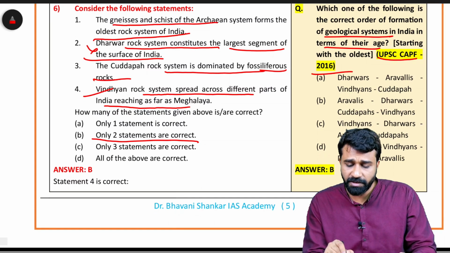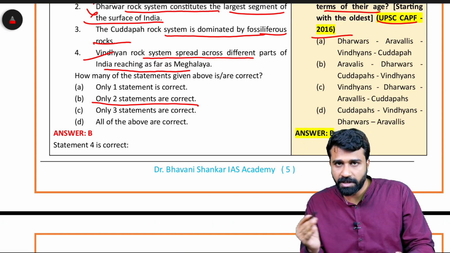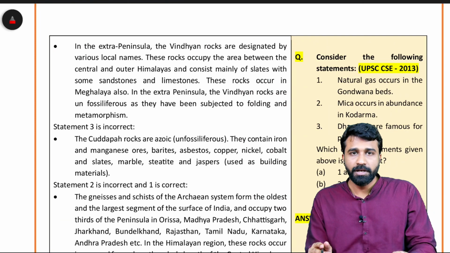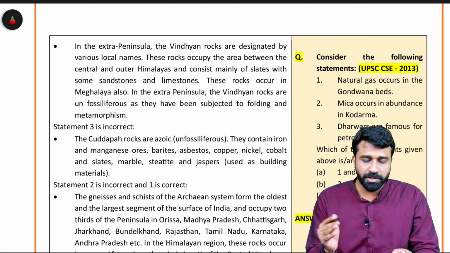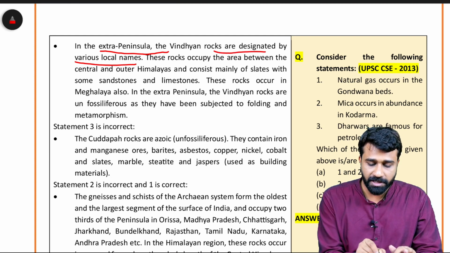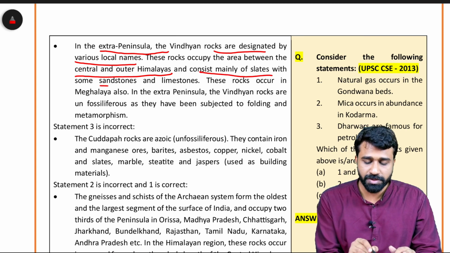Dharwar age and Aravalis, Vindhyas and Kadapas, when were they formed and what is their chronological order in the geological time scale. You will get to know how the chronological order is formed in the geological scale of India. In the extra peninsular region, Vindhyan rocks are designated by various local names, and between the central and outer Himalayas there are also many slates and some sandstones and limestone.